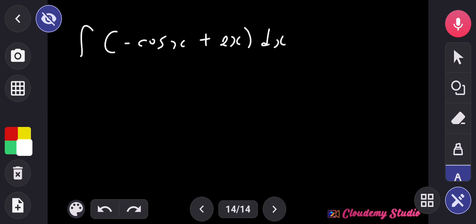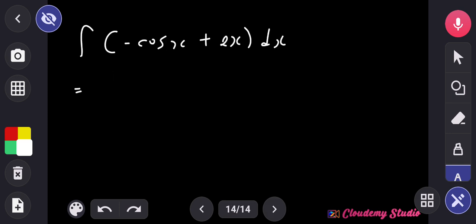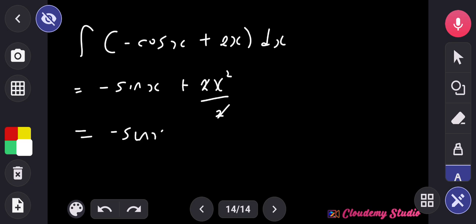So this is what we have, this question. How are we going to do it? We're just going to apply the normal rule of integral. What is cos x? Cos x give us sin x, which means minus cos x will also give us minus sin x, which means the answer here is minus sin x plus 2x squared divided by 2. And if 2 cancel out 2, it's going to be minus sin x plus x squared plus c, and that is our answer for this particular question.